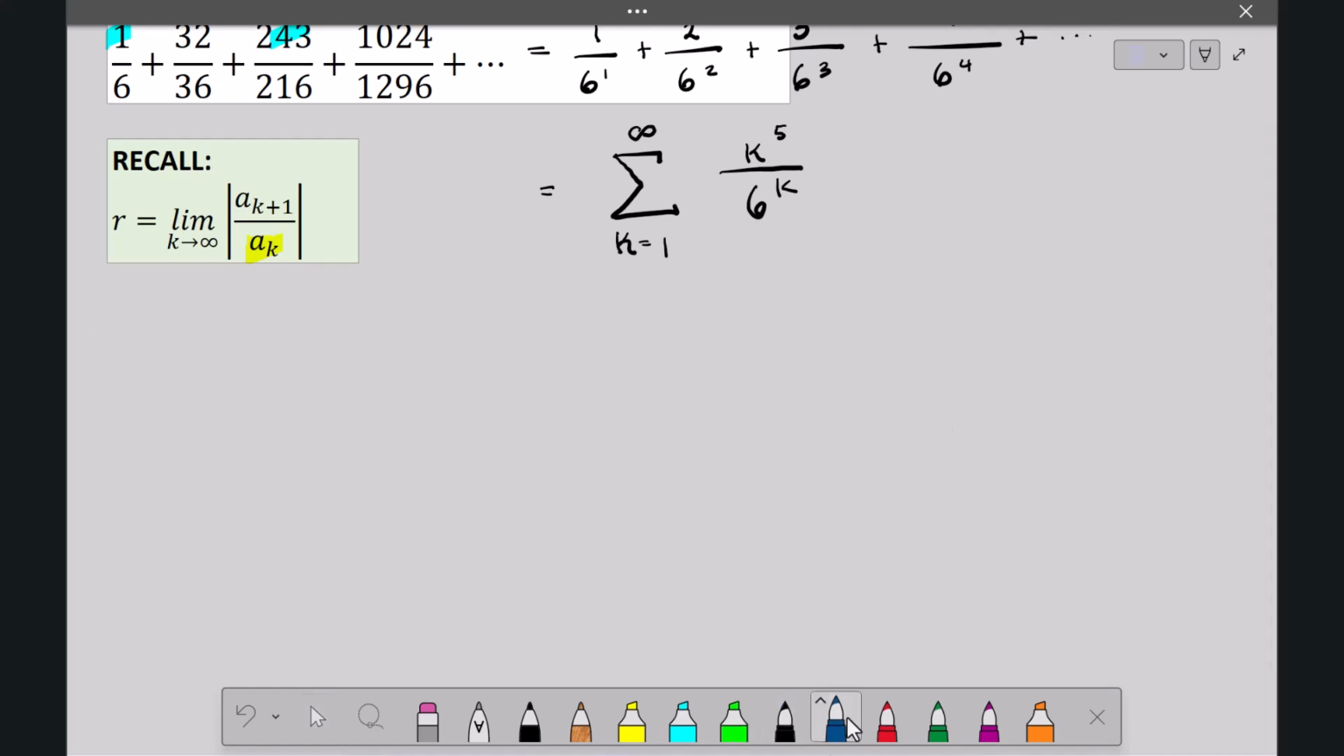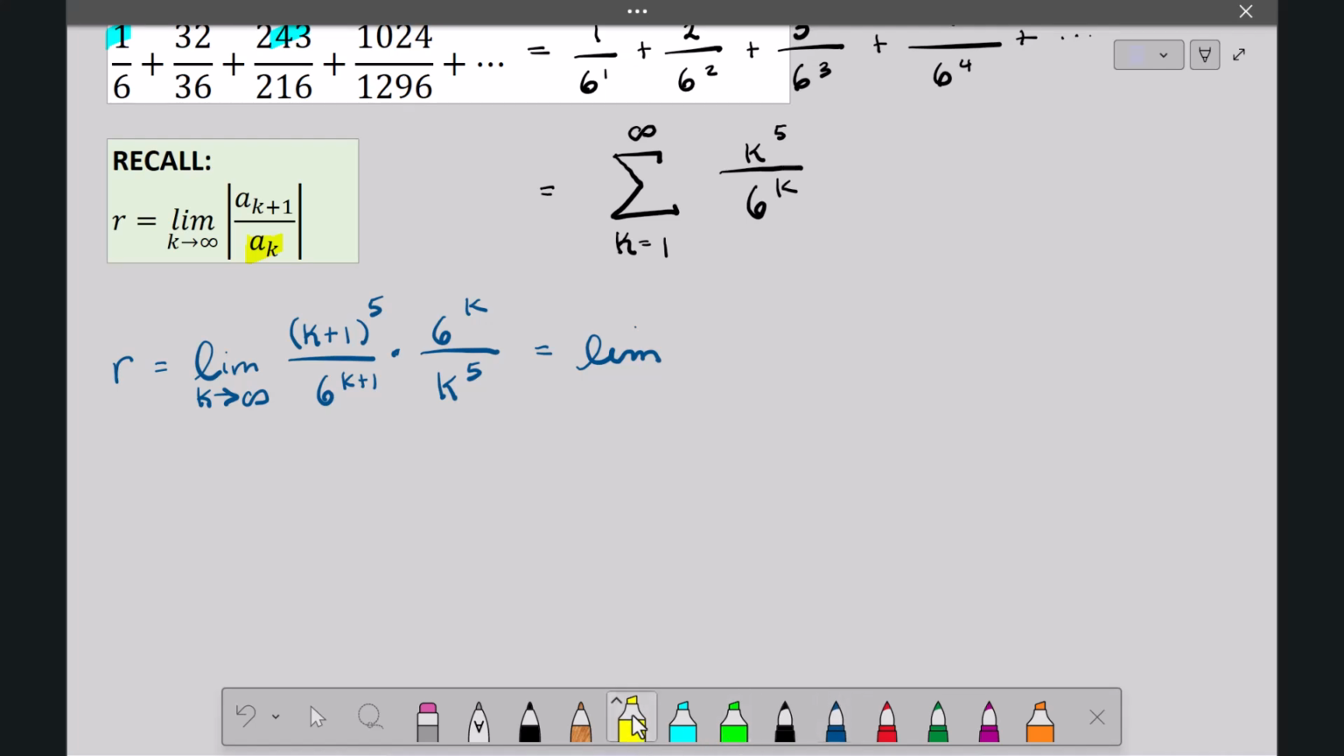So we're going to come down here, and r is going to be the limit as k goes to infinity of a sub k plus 1. So that means replace all the k's with k plus 1, divided by a sub k. Well, that means multiply by the reciprocal. And you may be thinking, hey, what about the absolute value bars? Well, we don't really need those because everything inside there is positive.